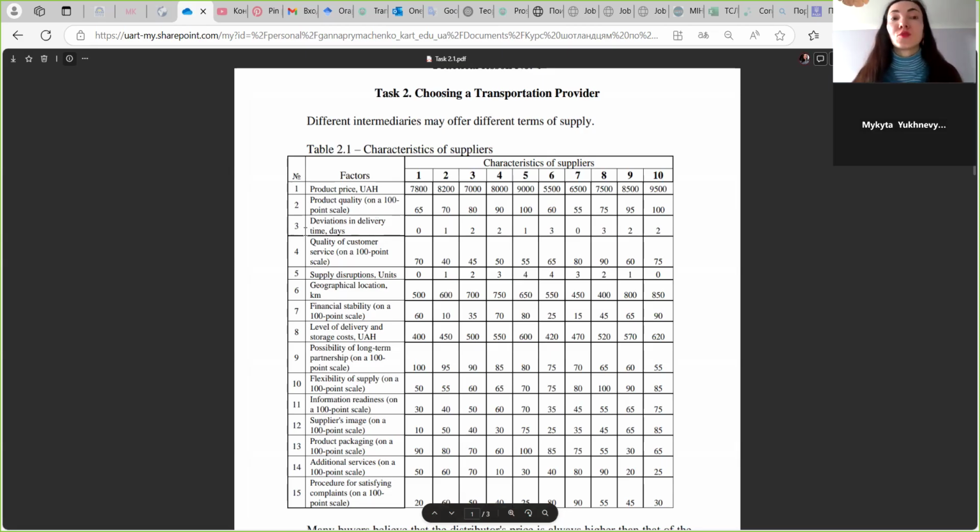It is a product price, it's product quality, and such quality parameters as, for example, informational readiness, flexibility of supply, and something else. We have 10 suppliers or 10 transport companies which propose their service for transportation, and we need to choose only one transport company from this.